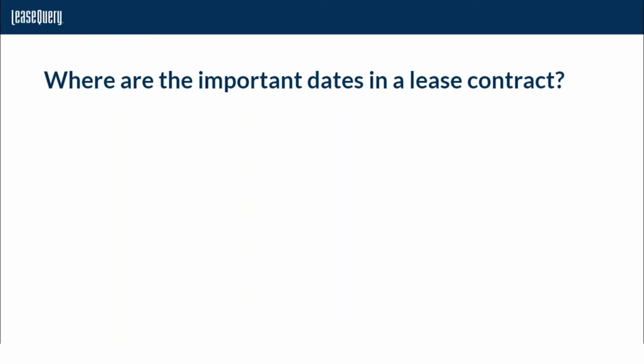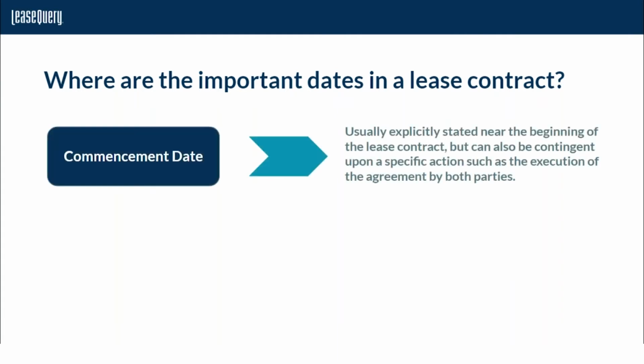So for further help in locating these key dates, let's talk about where they might be found in a lease agreement. The contractual lease commencement date is usually specified near the beginning of the contract, though sometimes the lease contract specifies that commencement does not begin until a specific action, such as construction or the transfer of keys, has been completed, though a specific date may also be used.